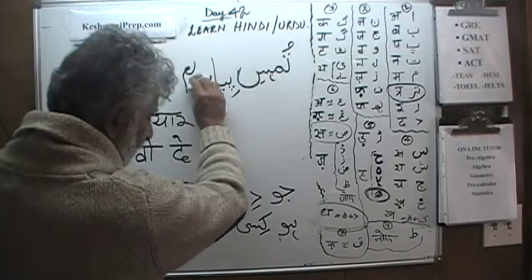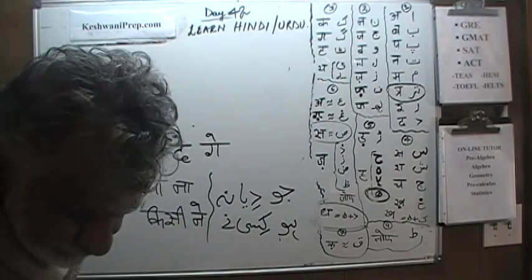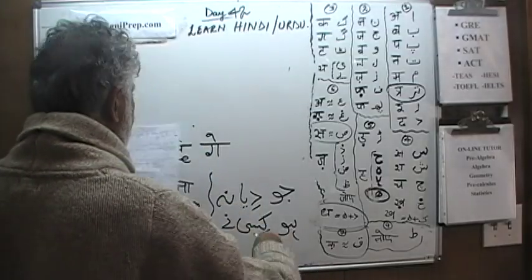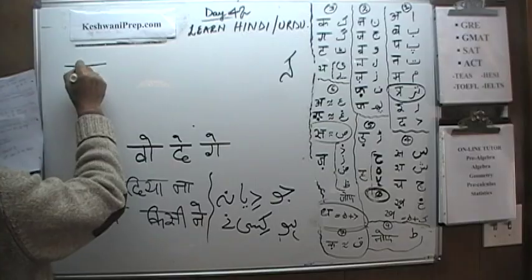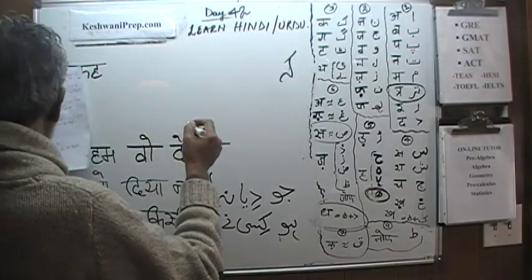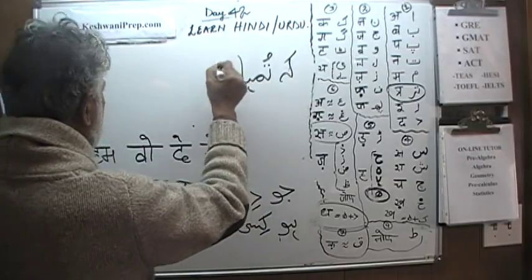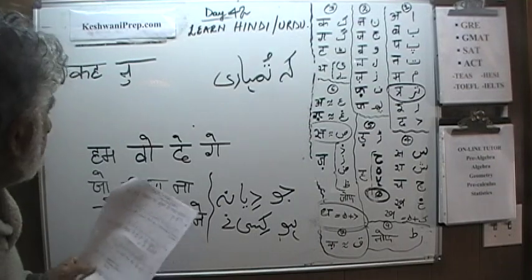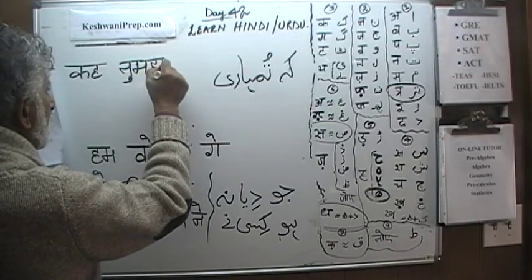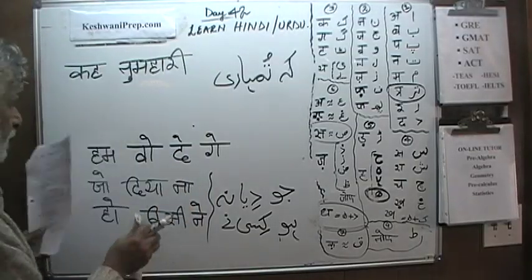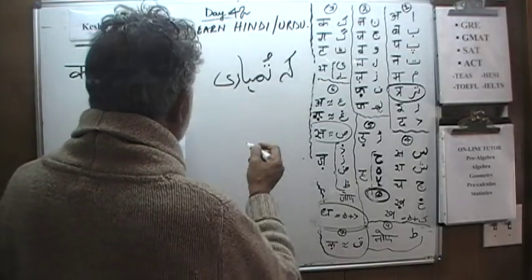Let's do the last line. Okay, which in Hindi you will simply write as ko and a ho, just like here. Ke, tumhaari, tum haa ri. Ke tumhaari zindagi.